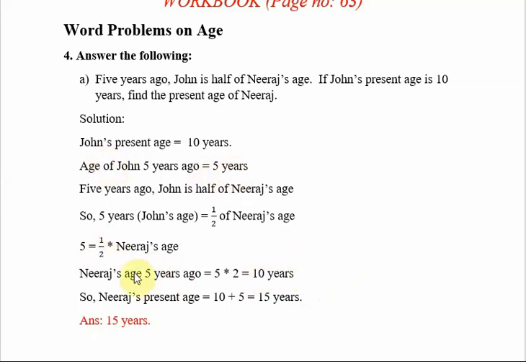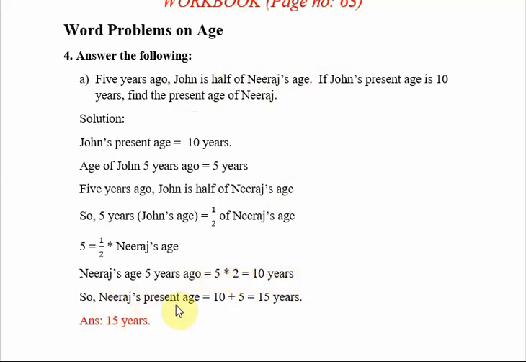Otherwise, we can say that Neeraj's age is double the age of John 5 years ago. Here, half means John's age is half when related to Neeraj's age; otherwise, Neeraj's age is double of John's 5 years ago. That's why 5 into 2. We will get the answer 10 years.